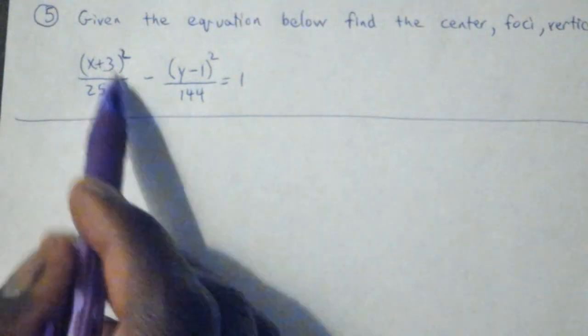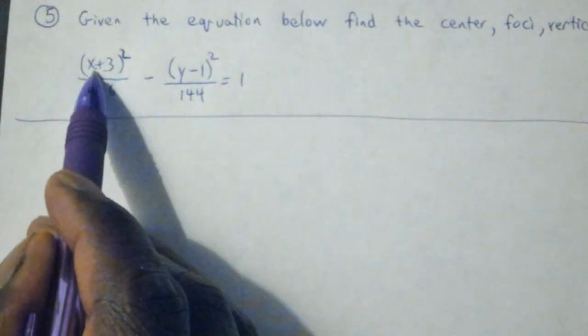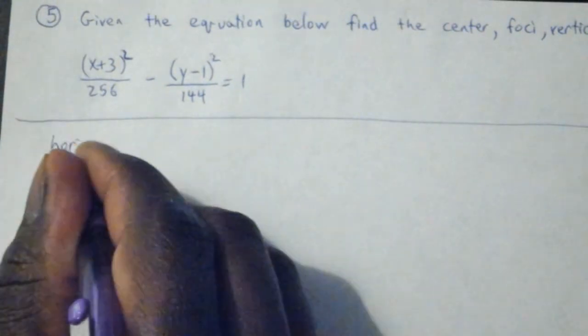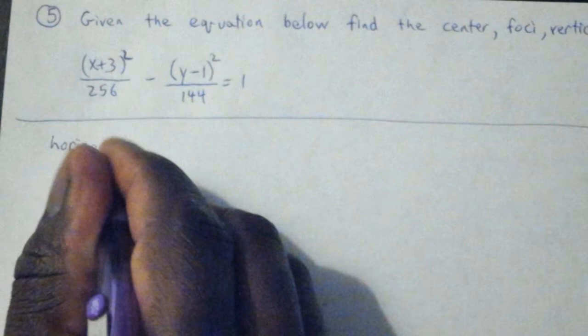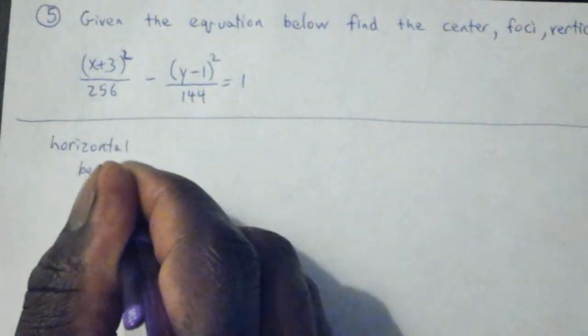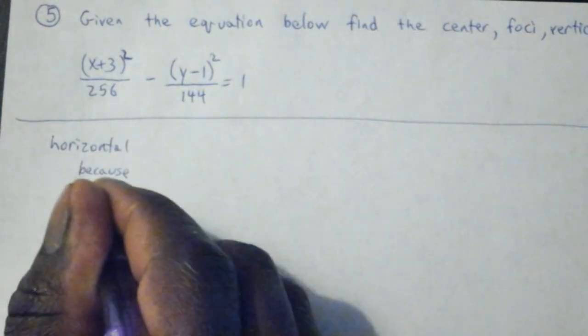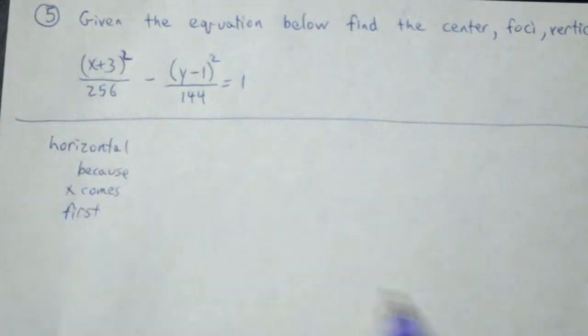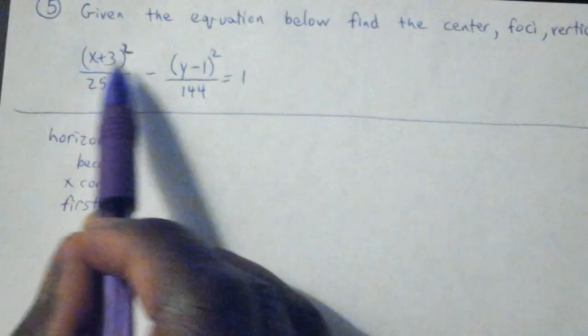When we find the attributes of this equation, notice what comes first here. The x comes first. So for our hyperbola, what comes first matters. So because x comes first, we know that we're dealing with a horizontal hyperbola. Well, what about the center?